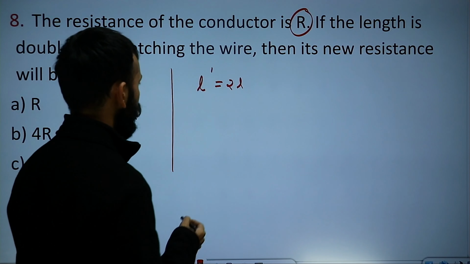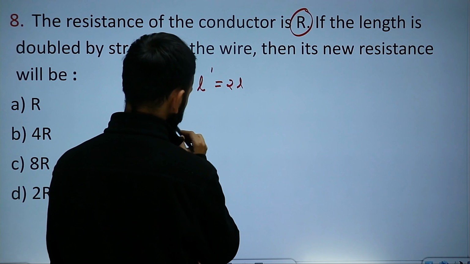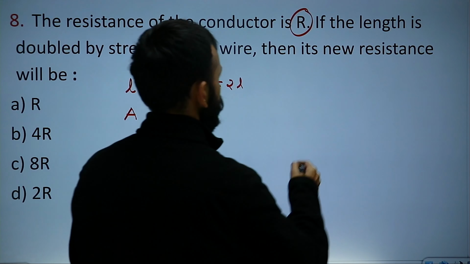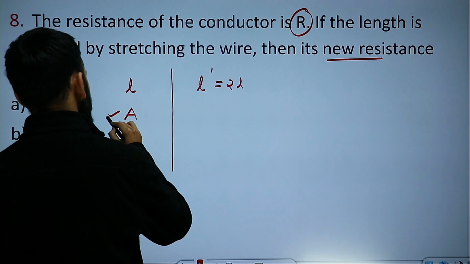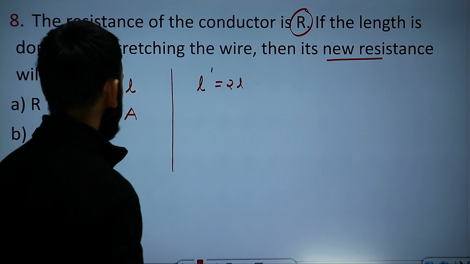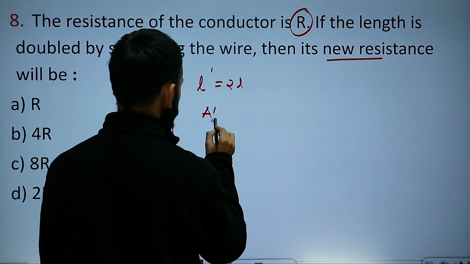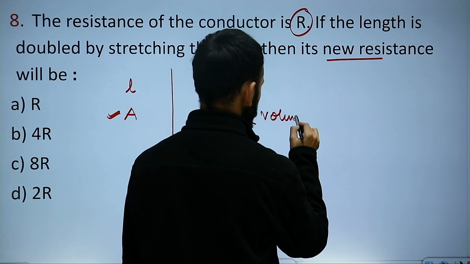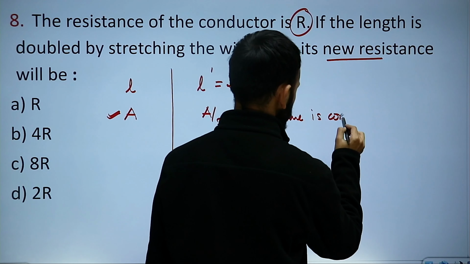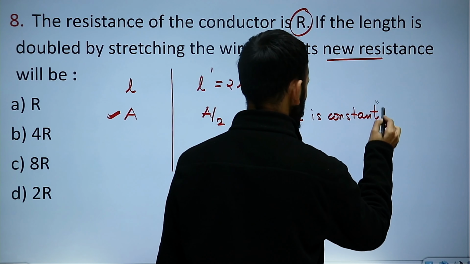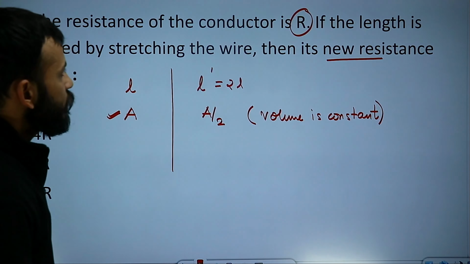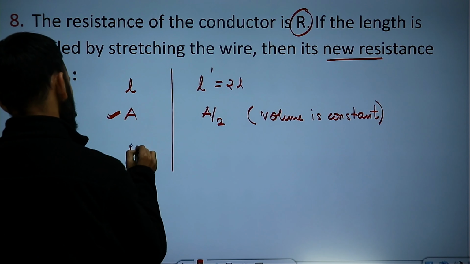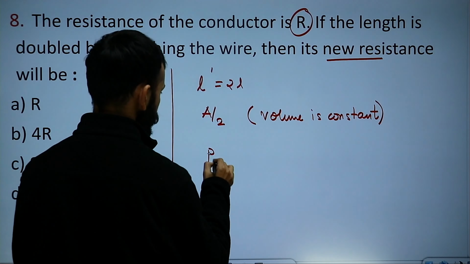the wire, then the new resistance. Since our initial cross-sectional area is A, if we stretch a wire, the cross-sectional area will become A by 2 because our volume is constant. So now new resistance. Let's suppose this resistance is R. So this new resistance will be R dash.